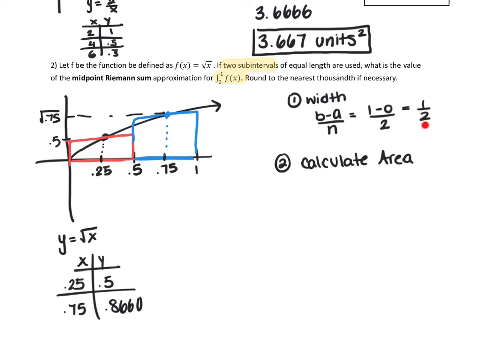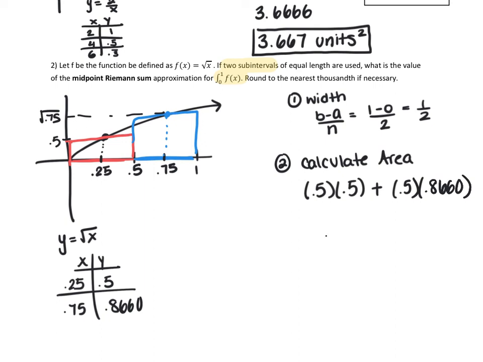So if I want to calculate the area, the width is still 1/2, right? The width hasn't changed, that's 1/2. The height this time is 0.5. So width is 0.5 and height is 0.5. That's the first rectangle. Second rectangle, width 0.5 and height radical 0.75, or 0.8660. So go ahead, type that into the calculator, and then hit resume when you're ready for the answer.